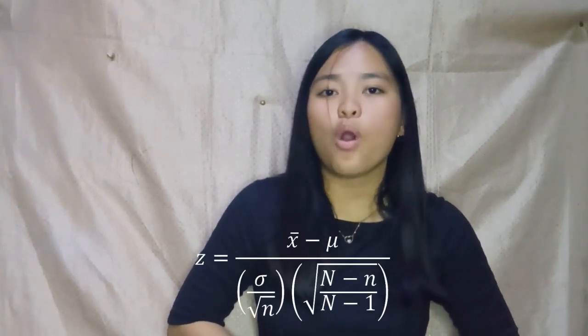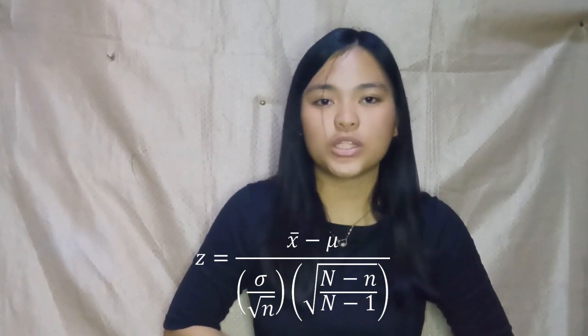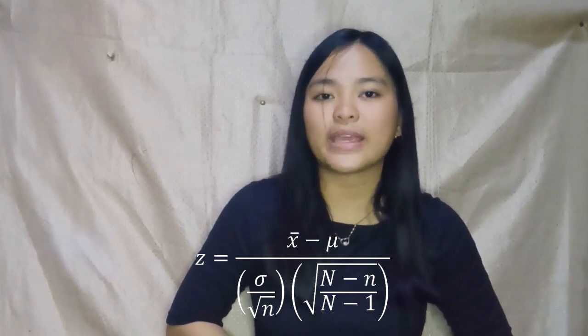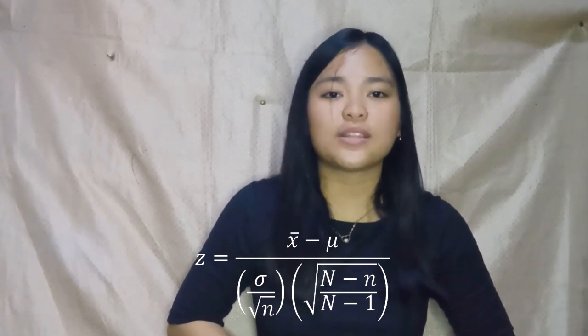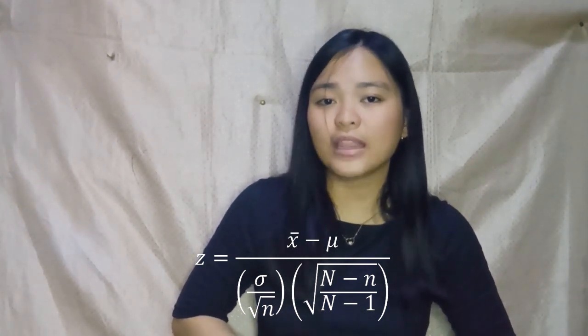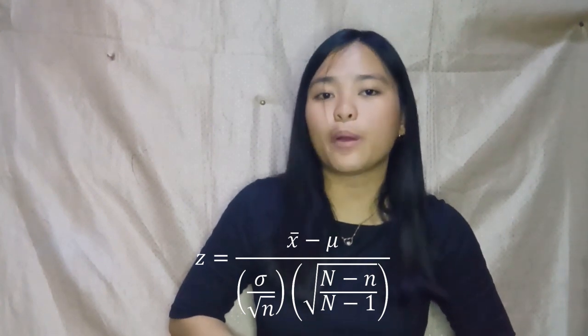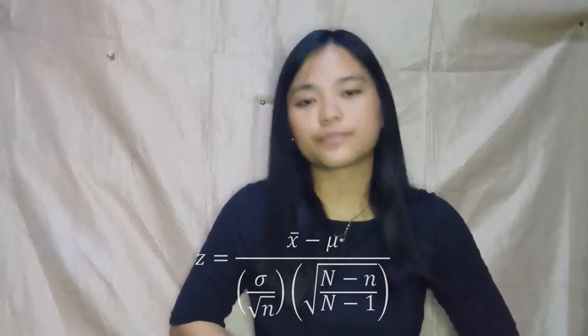In cases where the central limit theorem is applied, the transformation formula is modified to accommodate for the possible error that may occur in computation. For a sampling distribution with a finite population, the standard error can be computed using this formula. Z-score is equal to x bar minus mu over the standard error, which is lowercase sigma over the square root of lowercase n, multiplied by the square root of uppercase N, which is the population size, minus lowercase n, which is the sample size, over the population size minus 1.